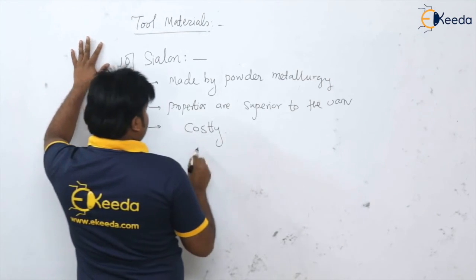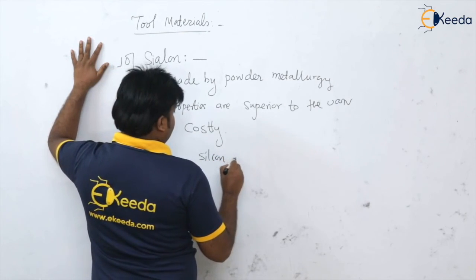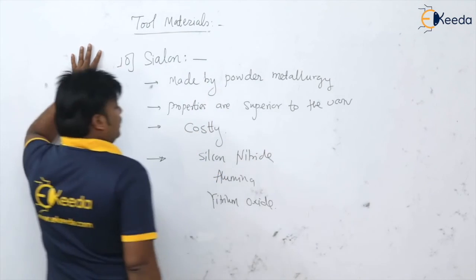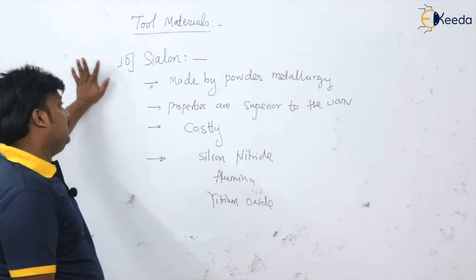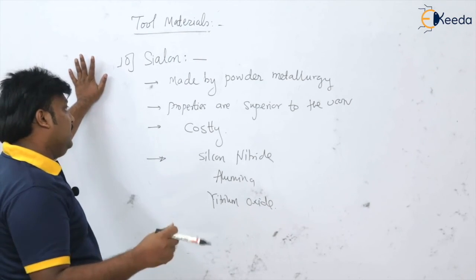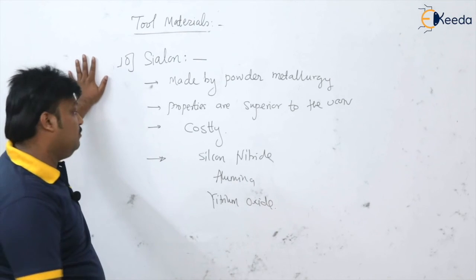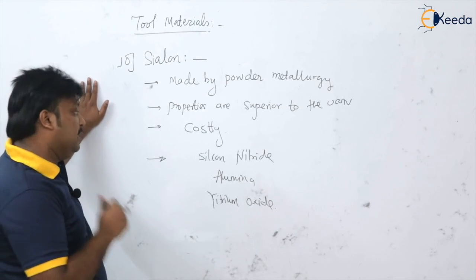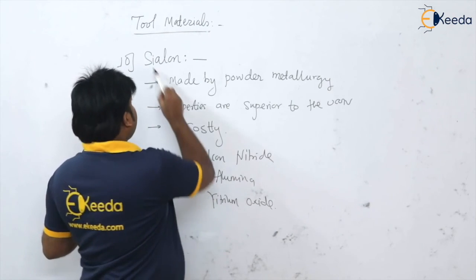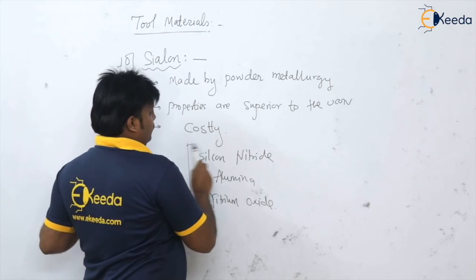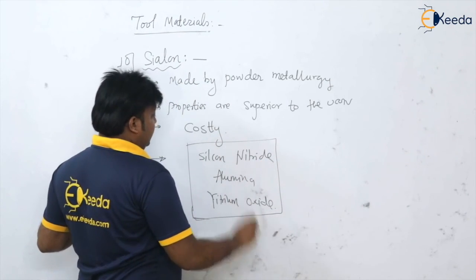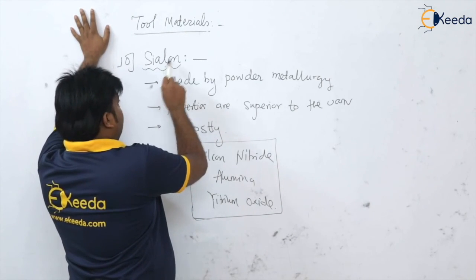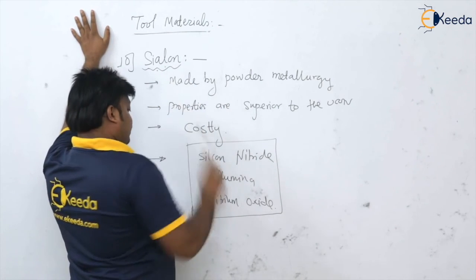There is silicon nitride, then we have alumina, and yttrium oxide. This is one of the hardest or toughest tools amongst all the tools we have seen. The cost is also very high. This is made by powder metallurgy. So what are the materials in the composition of the Cialon? It has silicon nitride, alumina and yttrium oxide.